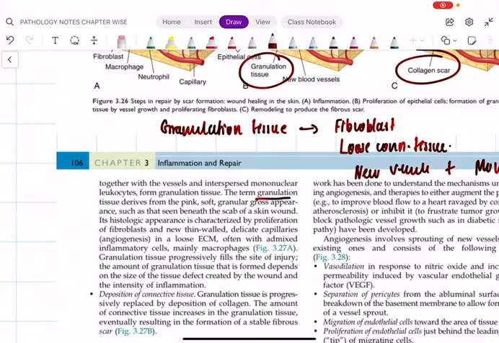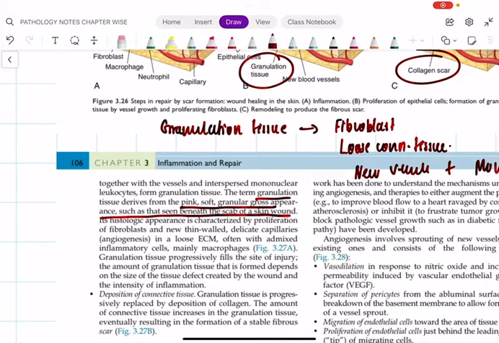The term granulation means the pink, soft, granular gross appearance. If you go to surgery posting, if you see any healing ulcer, I have told you what is ulcer. Ulcer is a breach, a loss of integrity of the normal epithelium or the mucosa of the body. Am I right? That is ulcer. When the ulcer is healing, you can see a very pink, soft, reddish granular appearance, and don't think that it is bleeding. No, that is actually the granulation tissue.